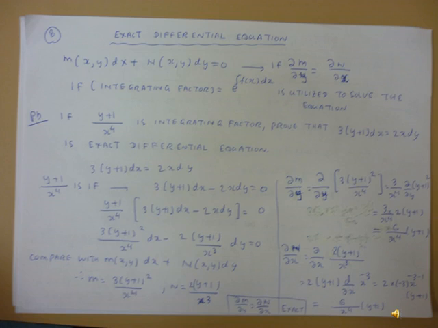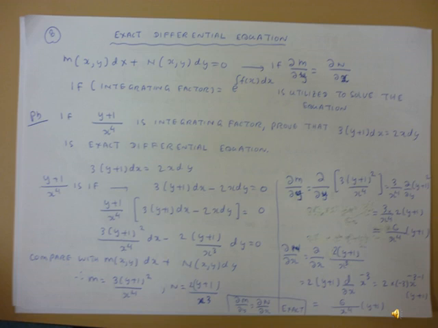So based on this principle, we will solve one problem. The problem given: if (y plus 1) divided by x power 4 is the integrating factor, prove that (3y plus 1) dx equal to 2x dy is an exact differential equation. Therefore, we have to write the equation: (3y plus 1) dx equal to 2x dy.